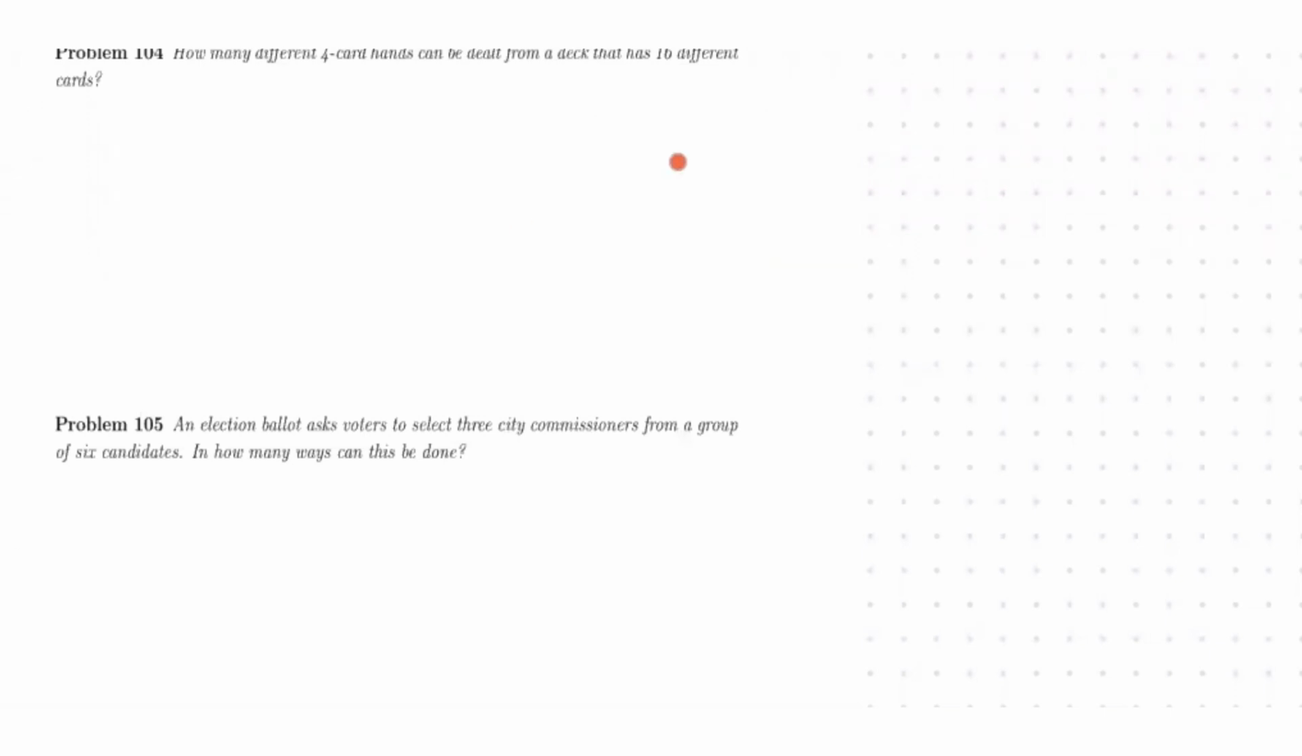Okay, so let's try problem 104. How many different 4-card hands can be dealt from a deck of 16 different cards? It's not a deck of standard cards. It's 16 different cards. We are dealt 4 cards. Can you pick the same card? A 4-card hand is another way to say you're holding 4 cards in your hand. So no repetition.